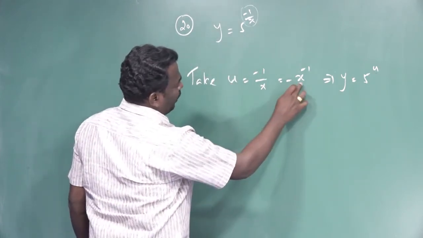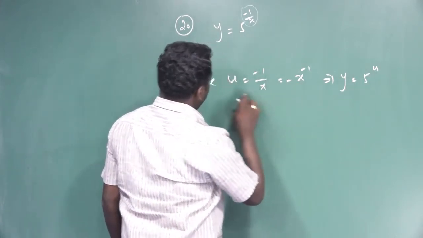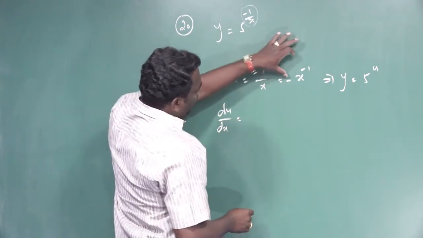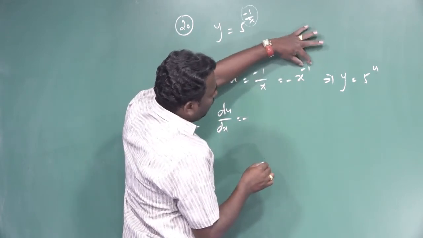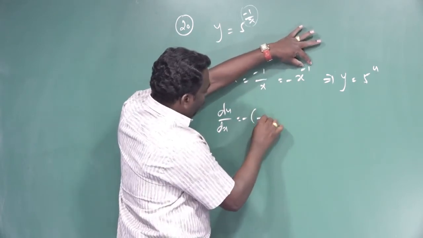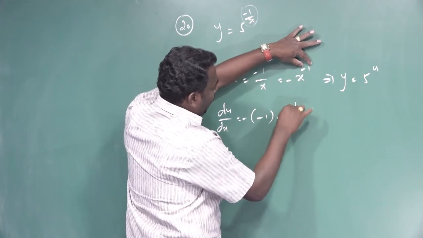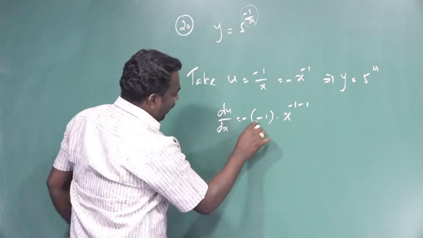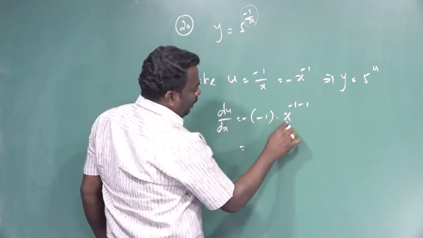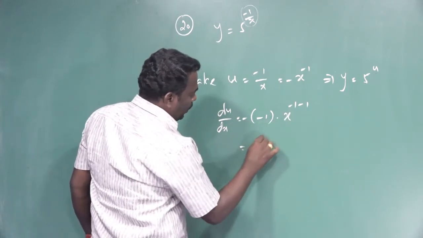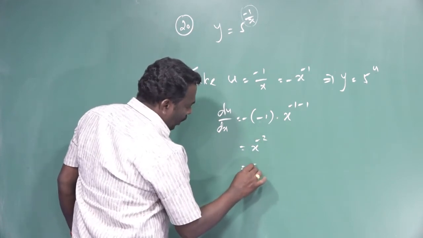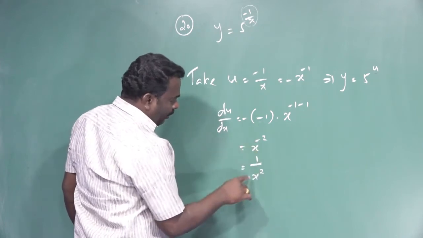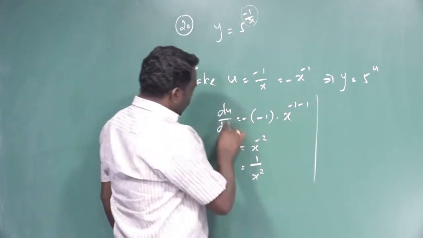u is a function of x and y is a function of u. Differentiate du by dx, that is equal to minus x power n form. What is n here? It is minus 1. Therefore minus 1, n into x power n minus 1, that is equal to minus 1 into x power minus 1 minus 1, which is minus 2, equal to minus 1 by x power 2. So because of the minus, write the denominator form 1 by x power 2, it is called du by dx.